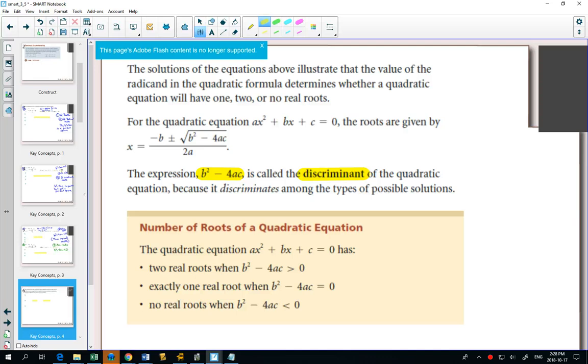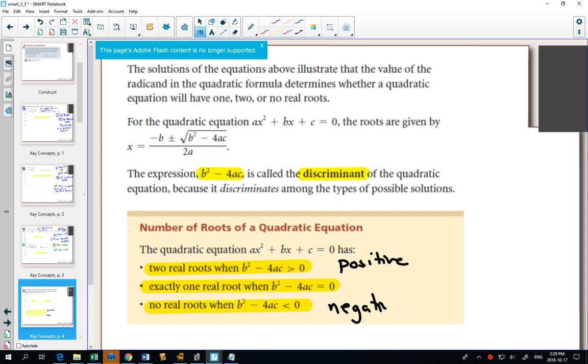So here's the summary. You will have 2 roots whenever it's positive. Greater than 0 means positive. You will have 1 root when it's 0, and no roots when it's less than 0 or when it's negative. So you can use the discriminant to figure out how many answers you're going to get to your question before you even solve it. And sometimes questions in this unit will say, without solving, tell me how many roots there are. So you just need to look at the b squared minus 4ac.